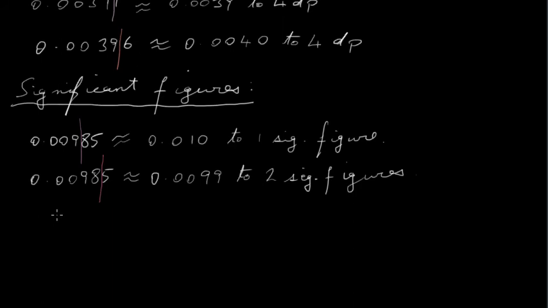Okay, so let's just look at another example. Let's take 52.487, and we will round this to, let's say, one significant figure first of all. So start on the left hand side. The first number we come across is a 5. That's a significant figure. It's a whole number. It's significant. So that's where we're going to stop.